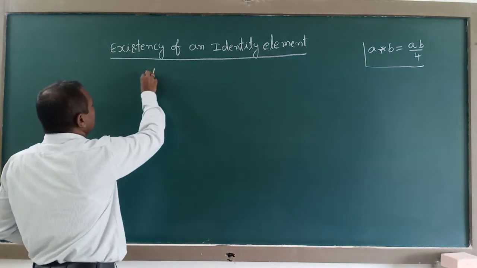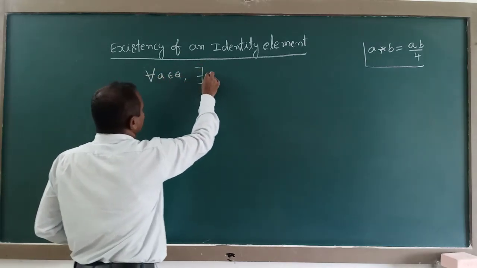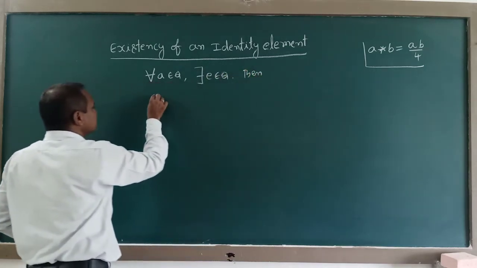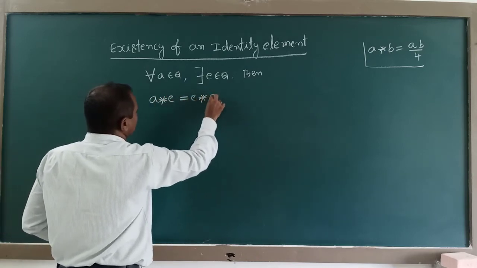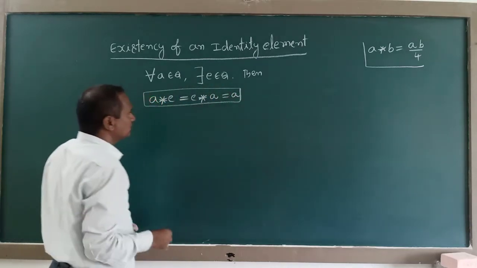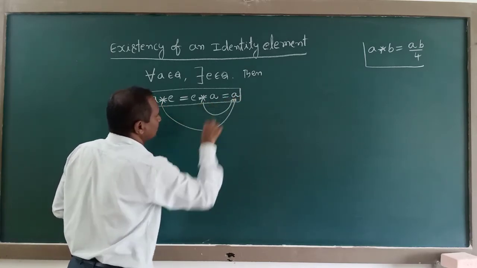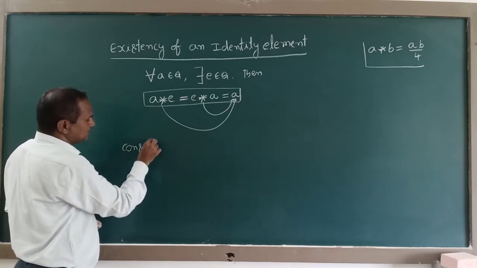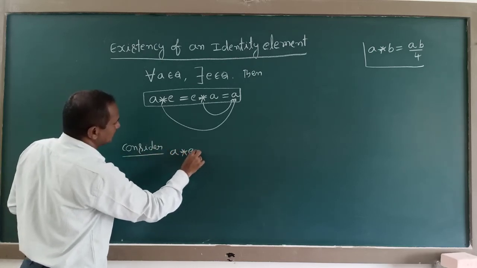For all A belongs to Q, there exists E belongs to Q, then A star E is equal to E star A is equal to A. Just equate like this: these two equate them, and at the same time these two also equate them here. Now consider A star E is equal to A.